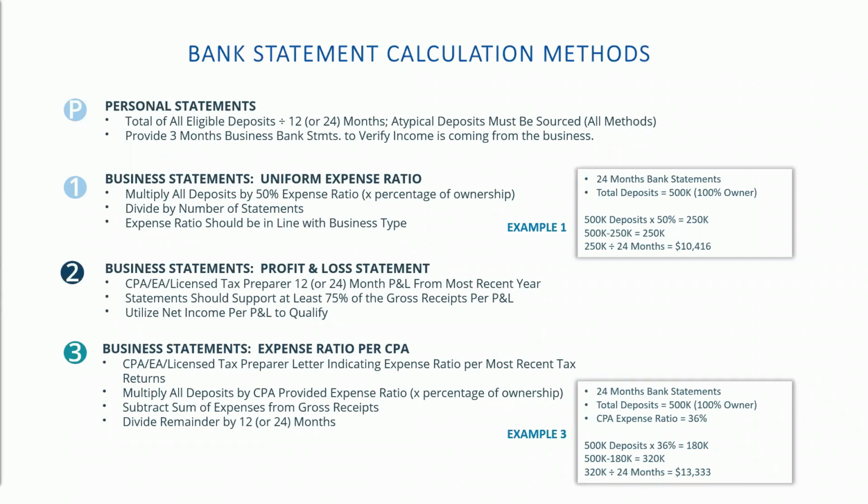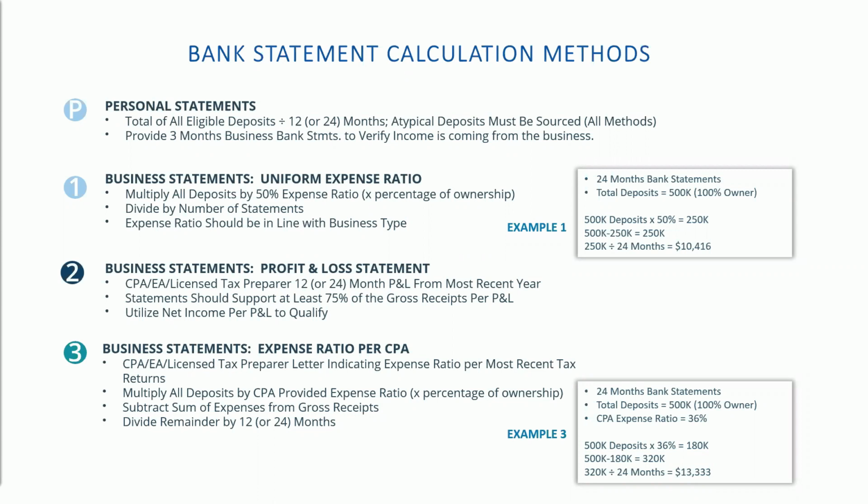Business statements, number 2 is a P&L. So it does need to be prepared by a CPA or a licensed tax preparer for the same time frame as our bank statements and/or our 1099s that we're using. For bank statements, we need the bank statements to support 75% of the gross receipts on the P&L. If it's a 1099, we need the 1099 to support 90% of what our P&L shows. In either event, we're going to use the P&L to qualify the net.